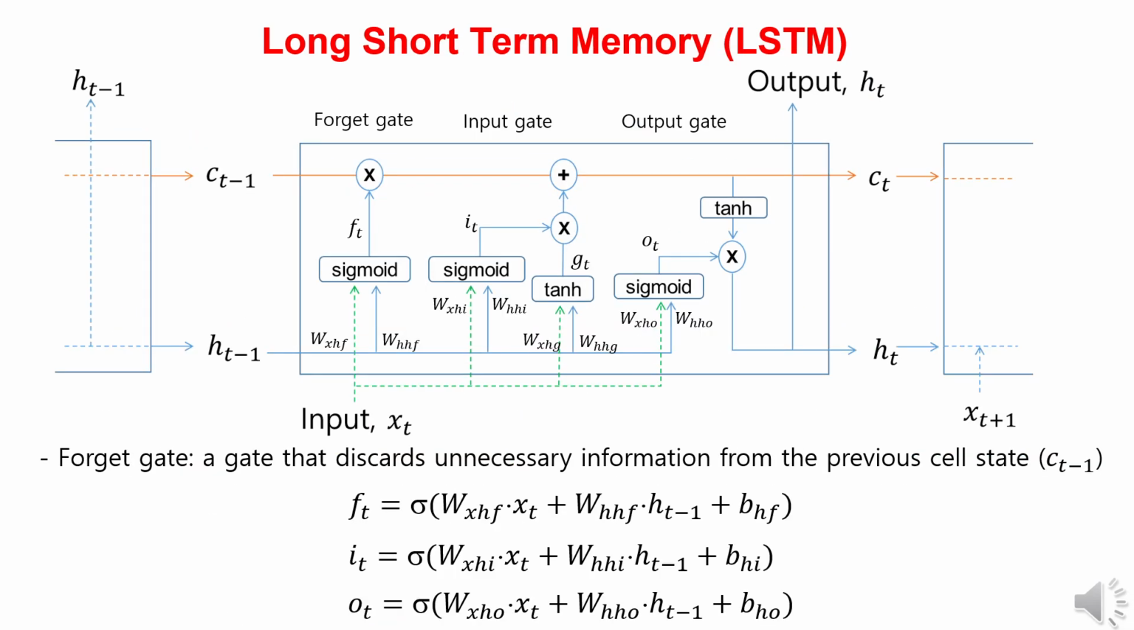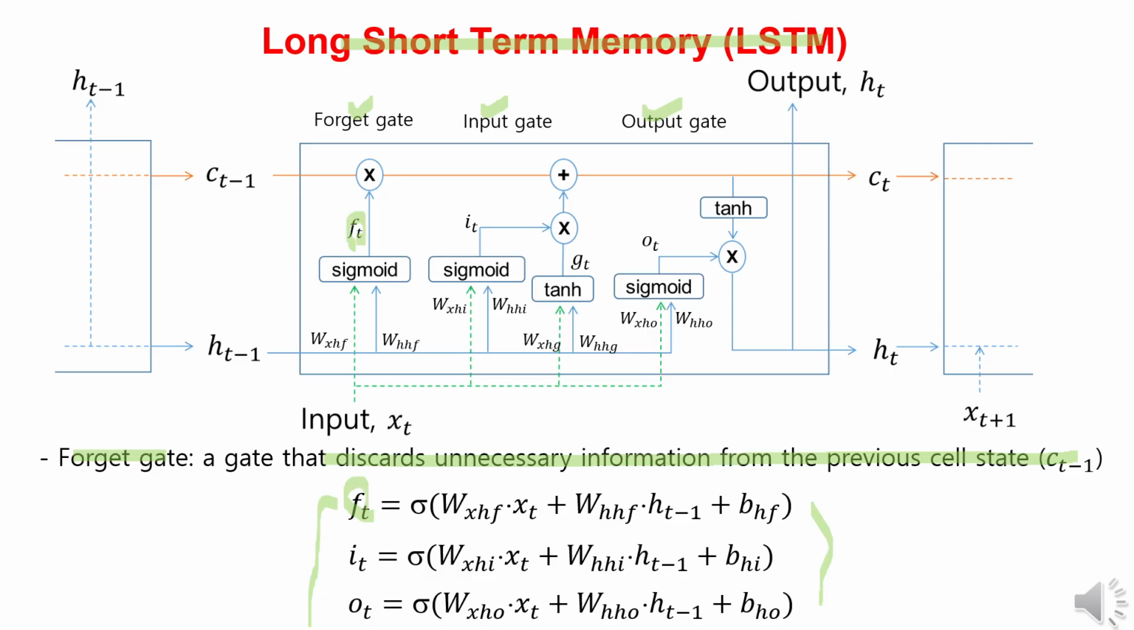Let's look at this in a more formulaic way. The three gates, forget, input, and output, can be expressed mathematically. First, the forget gate is used to discard unnecessary information from the previous cell state. The forget gate, f_t, is calculated as follows.